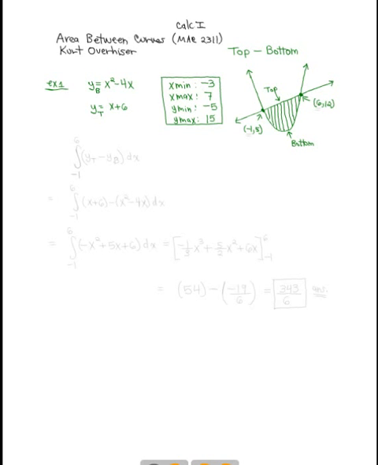That way, in order to find the area between these two curves, we have to set up an integral. And the integral that we're going to set up looks like this. We're going to have y top minus y bottom, and we're going to integrate that with respect to x. And if you look at the x coordinates over here, the points of intersection, we're starting at negative 1 and going to 6. So those will be our limits of integration.